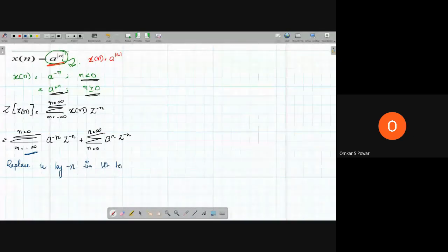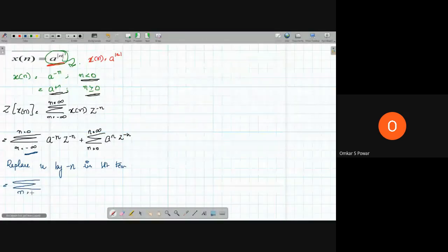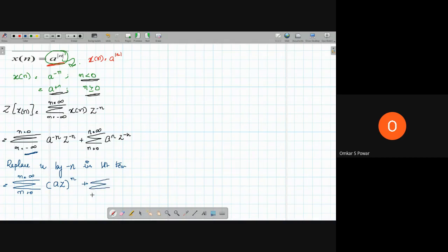So what we will get here, if you replace n by minus n, your limit changes. So it will become n varies from 0 to infinity, and this one you can express as az whole to the power of n, because I have replaced n by minus n. Plus summation n varies from 0 to infinity, and this, how can I write? a into z to the power of minus 1 whole to the power of n. So this remains as it is, only we are replacing n by minus n in the first term.